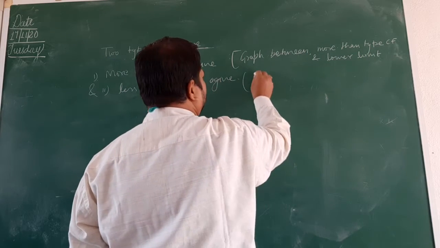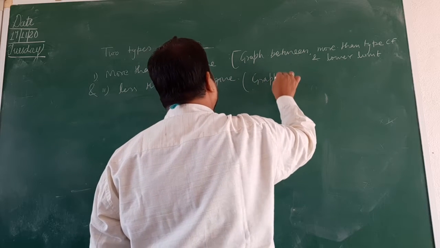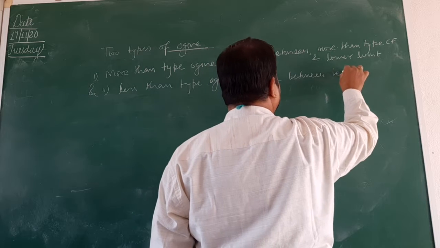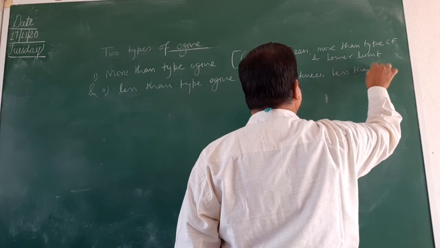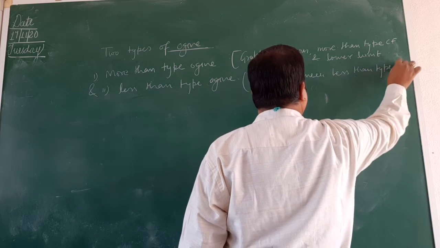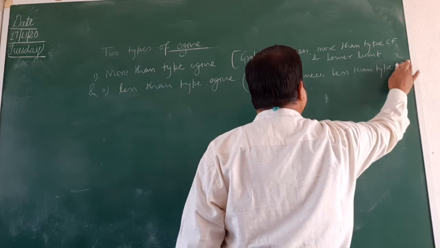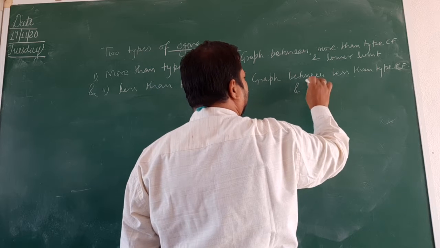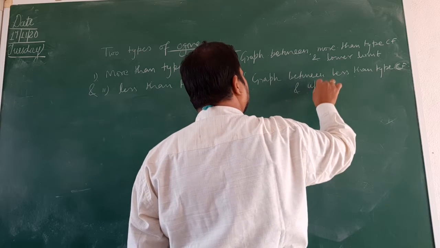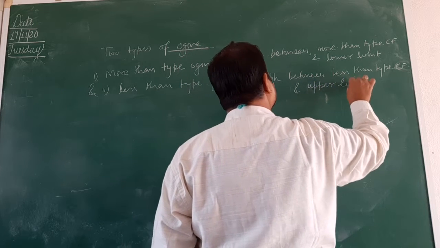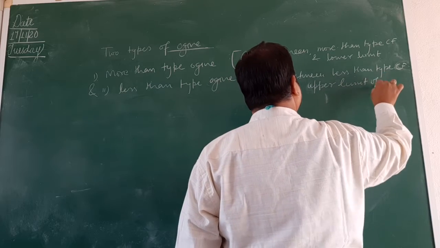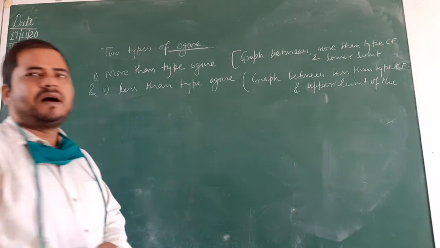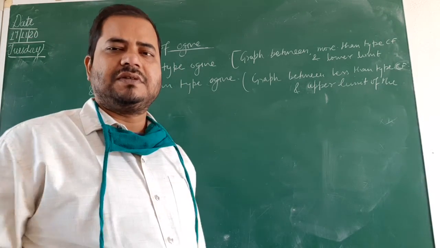And this graph is nothing but the graph between less than type cumulative frequency, CF, and upper limit of the class interval. Okay, upper limit of the class interval. So note it down.